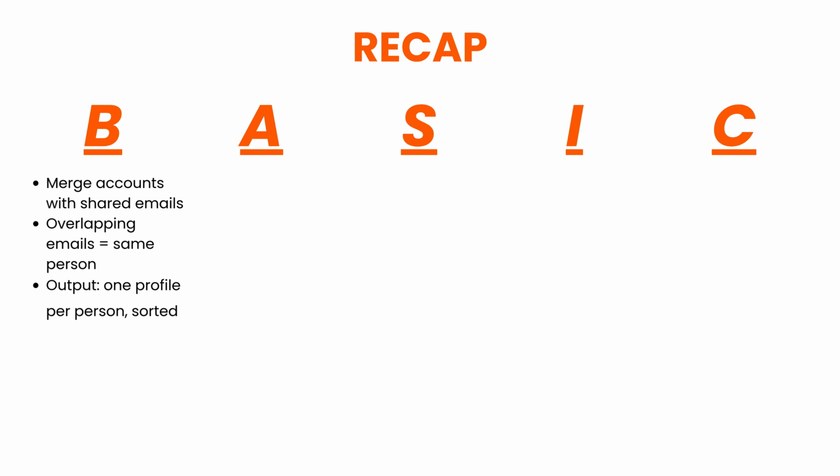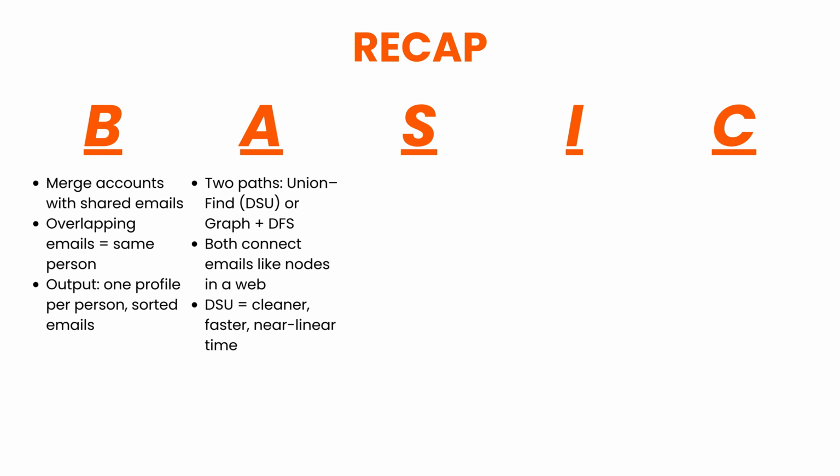We're given accounts as name, email 1, email 2. Any overlap in emails means those accounts belong to the same person. Our job is to merge them so each person appears once with all their emails sorted. We compared two clean approaches, Union Find, DSU, and Graph plus DFS. Both treat emails as nodes and look for connected components.